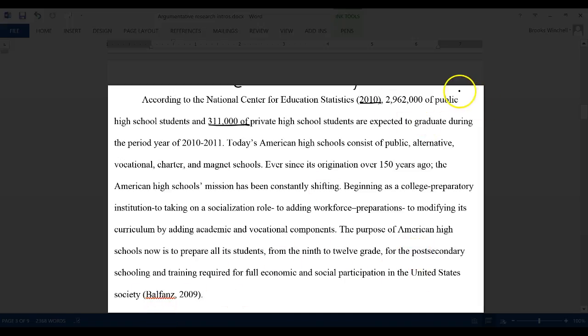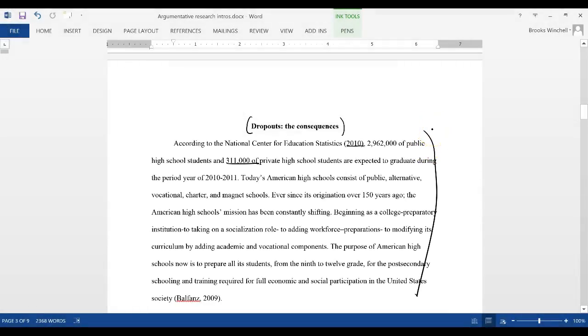So here, we know that the paper is going to be about dropouts, but she hasn't even mentioned it yet. She's just talking about high school. So she's really doing a good job walking us slowly into the essay, talking about high schools, how many there are, what are the purposes of high schools.